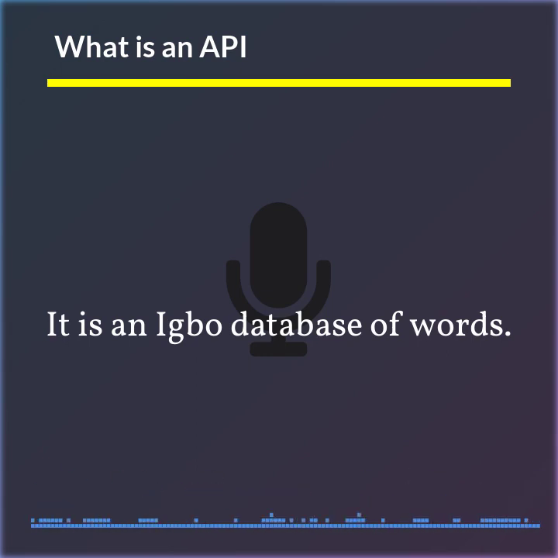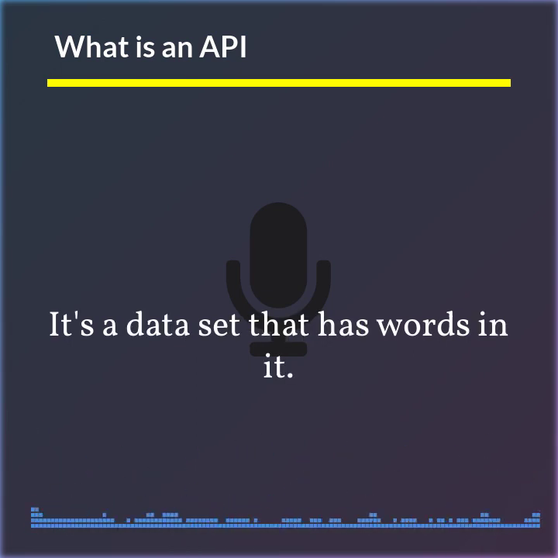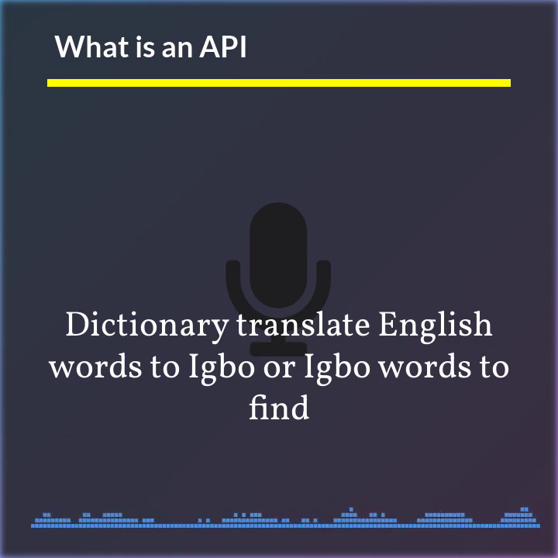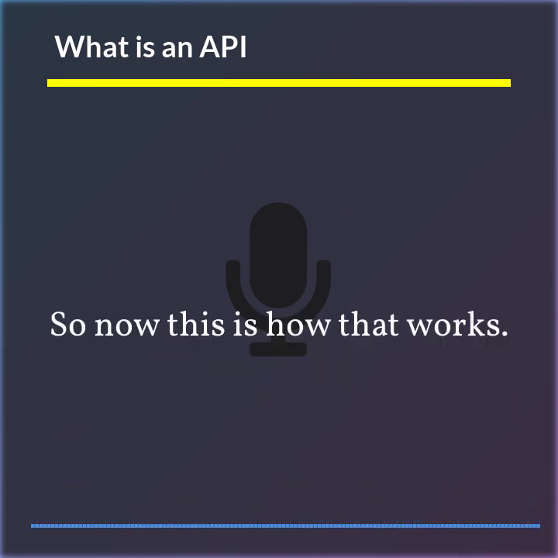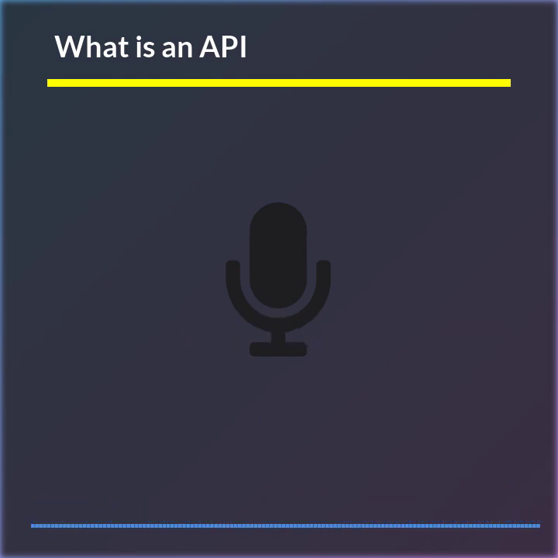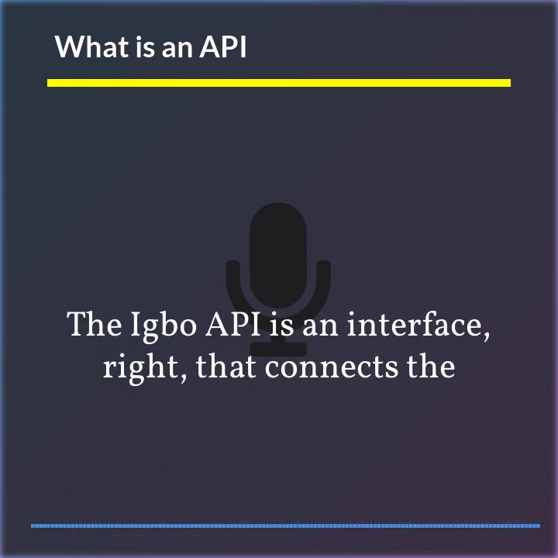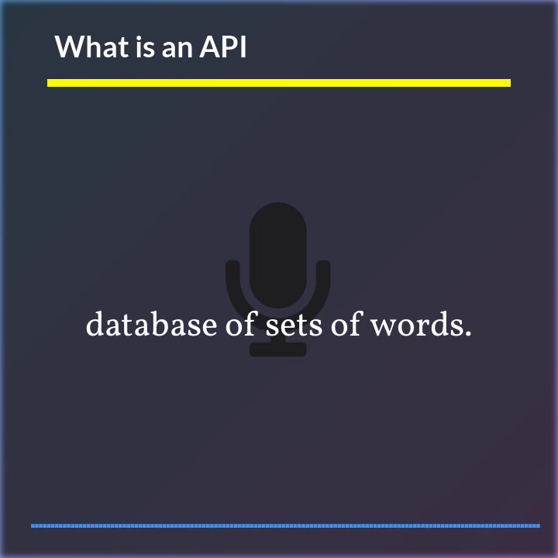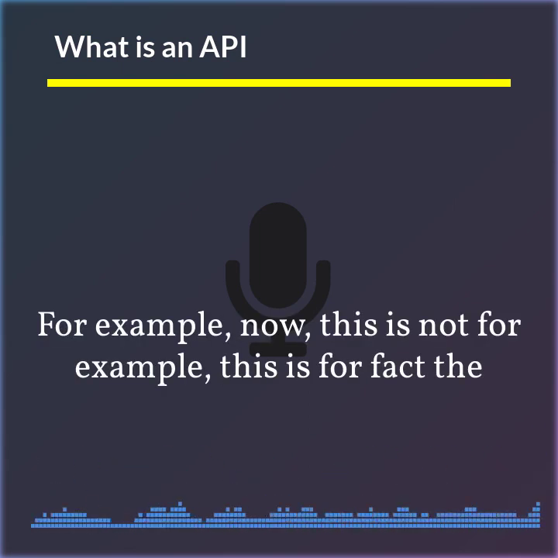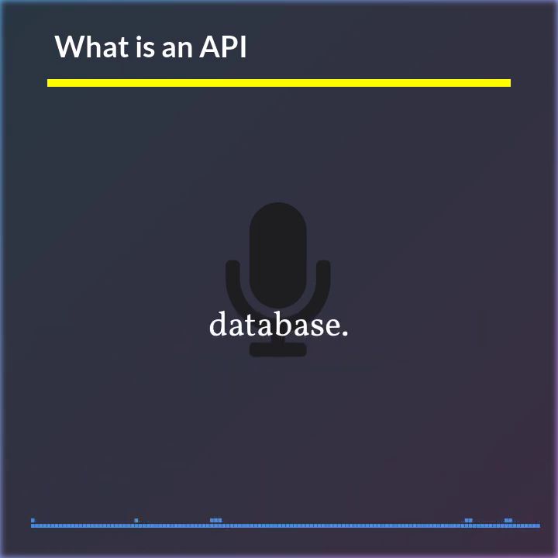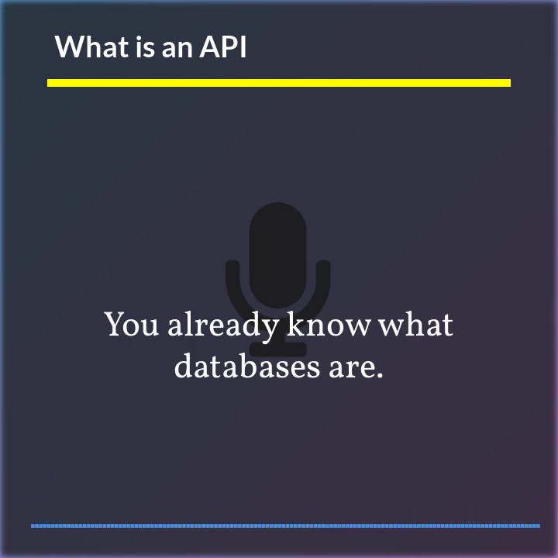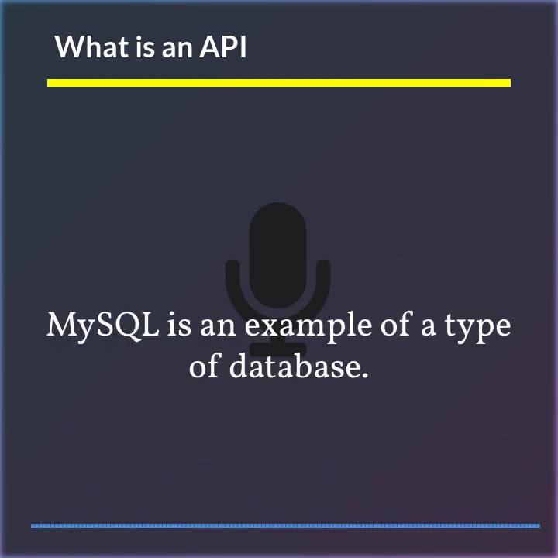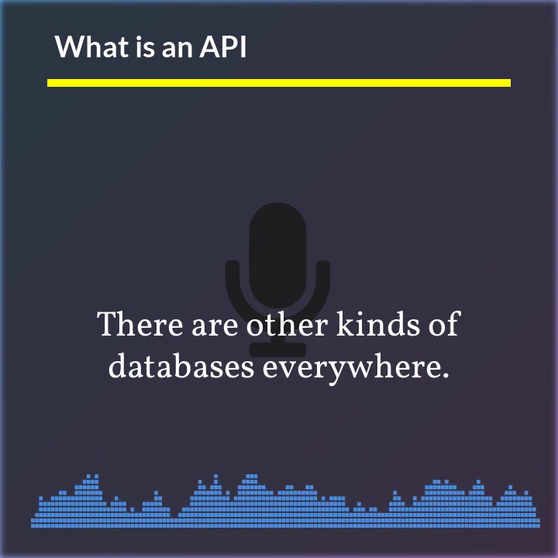It is a database of words, right? It's a data set that has words in it. The dictionary translates English words to Igbo, or Igbo words to find the meaning of the Igbo words, basically. So now, this is how that works. The Igbo API is an interface that connects to the database of sets of words. This is not for example, this is for facts. There is a database. You already know what databases are. MySQL is an example of a database, a SQL database, and there are other kinds of databases everywhere.